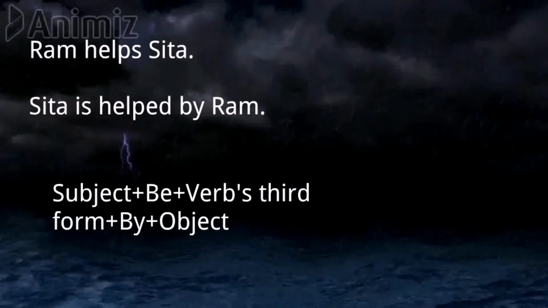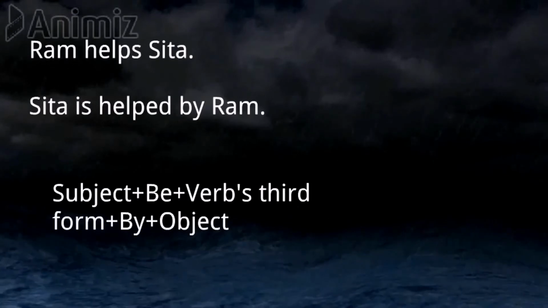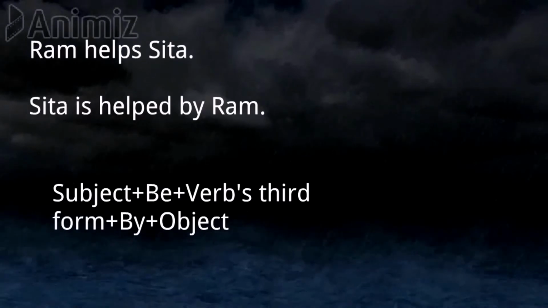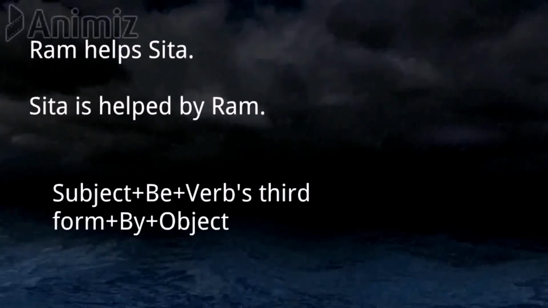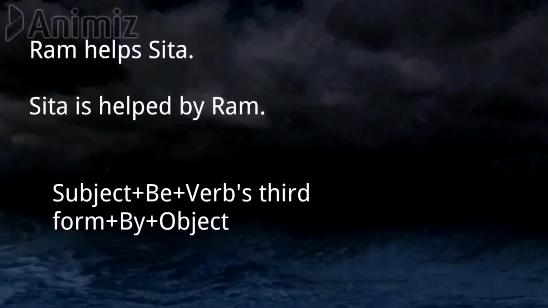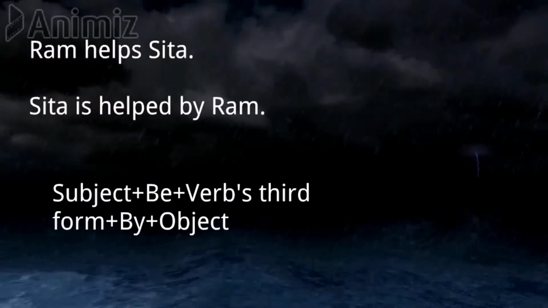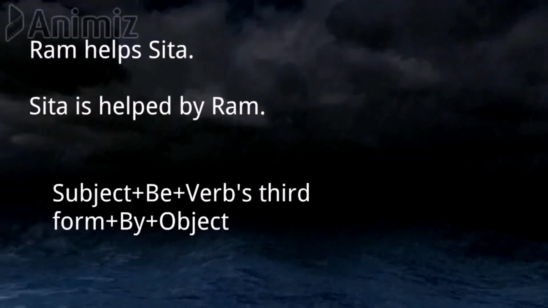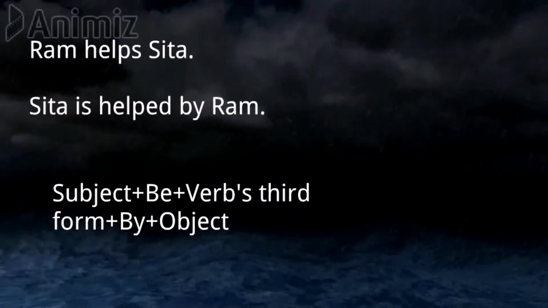Now you have to keep in mind this formula when you change active to passive. What is the formula? Subject plus be plus third form of verb plus by plus object. So whenever we need to change active to passive, we have to use this formula. Here is a list of be verbs.